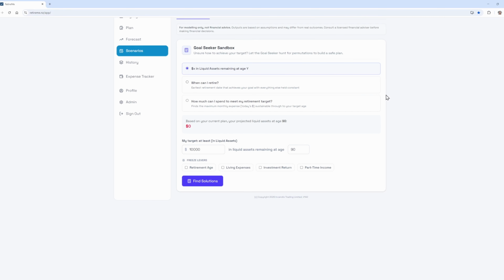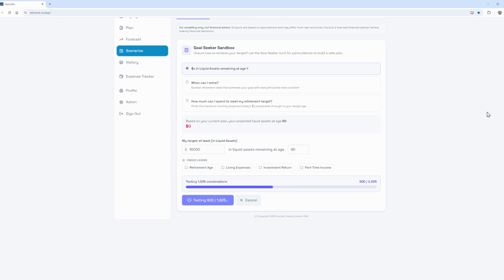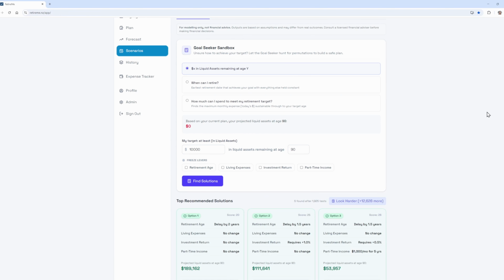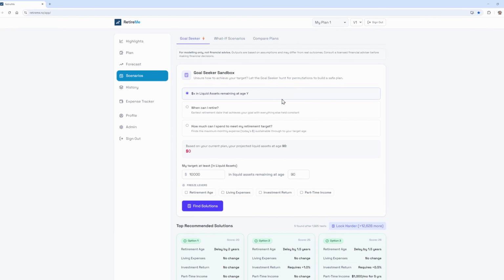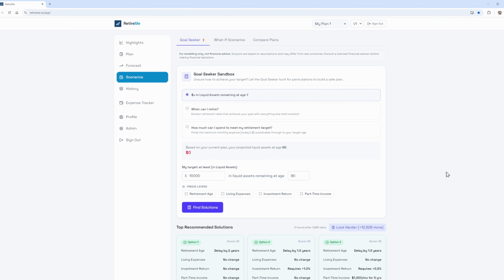We can go into the scenarios and say, well, actually, I want to have $10,000 at the age of 90. Find me some solutions. We won't delve into this at the moment. These don't look at things like selling houses. Those are what-if scenarios that you can play with later.